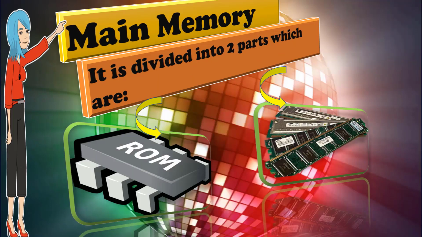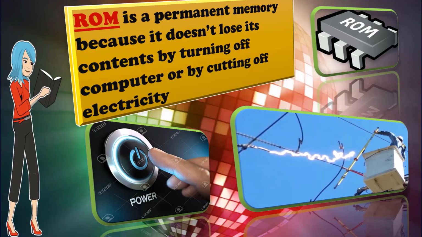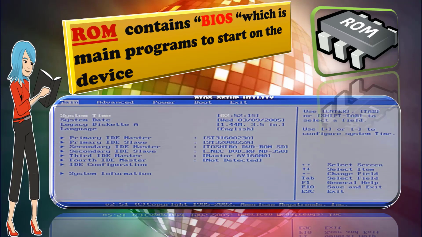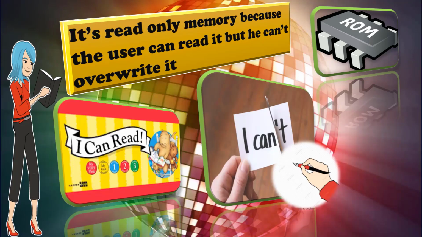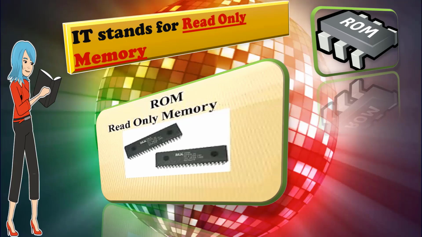The main memory is divided into two parts, which are ROM and RAM, as you see. Let's recognize what is the difference between ROM and RAM. ROM is a permanent memory. Why? Because it doesn't lose its contents by turning off computer or by cutting off electricity. ROM contains BIOS, which is the main programs to start on the computer device. It's read-only memory because the user can read it, but he can't override it. It stands for read-only memory.